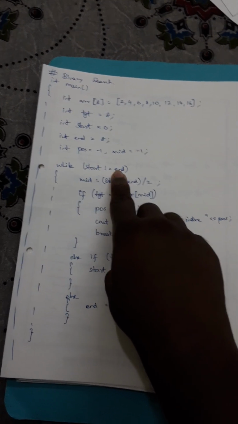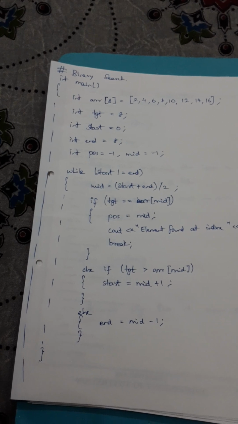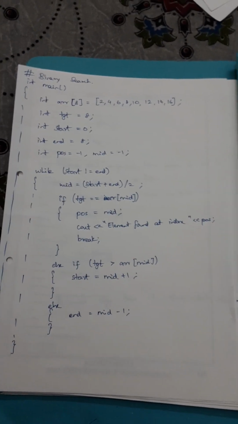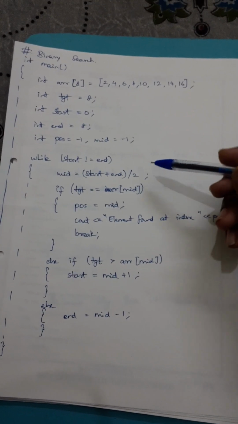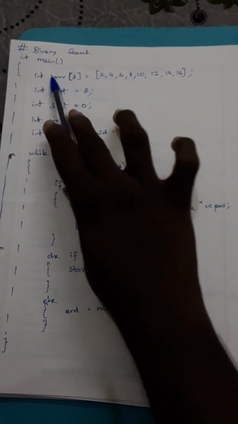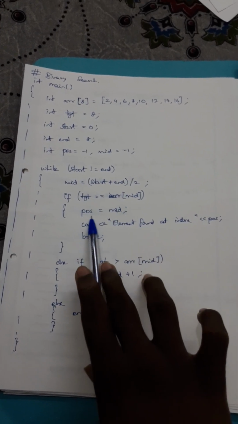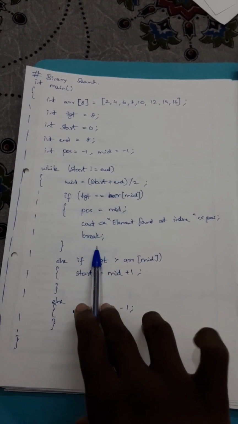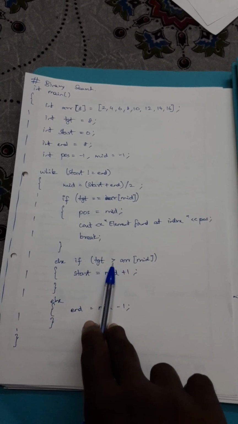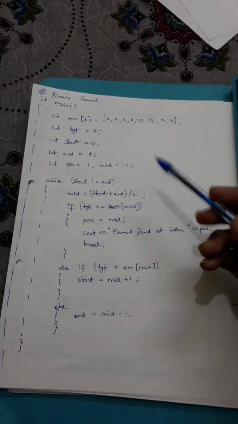Then the condition: while start is not equal to end. Then you would use the mid value. You'd calculate the mid value as start plus n by 2. Then if target is equal to array of mid, that is the array right here of mid, then position is equal to mid, and you break the loop right here. Else you'd check if it is greater than or less than, and accordingly do the calculations right here, and that loop will go on until start is equal to end.